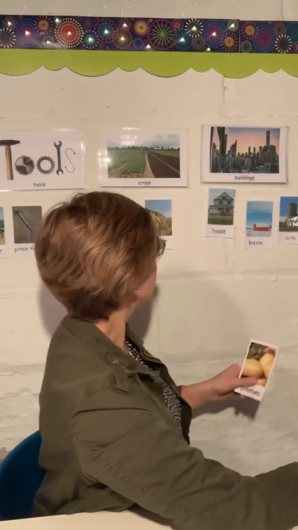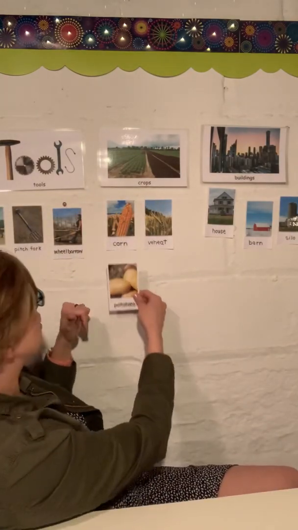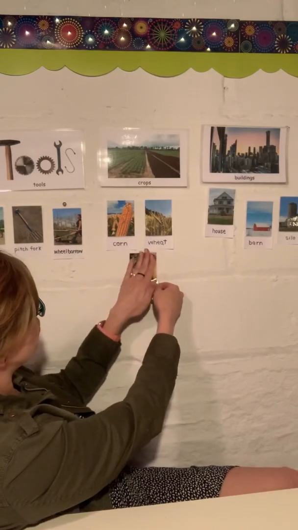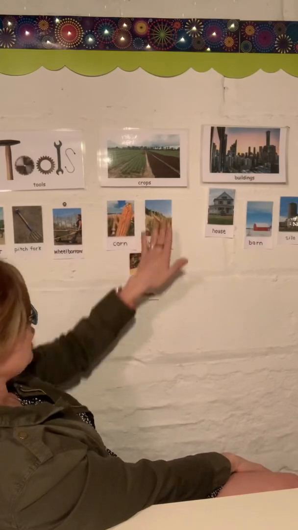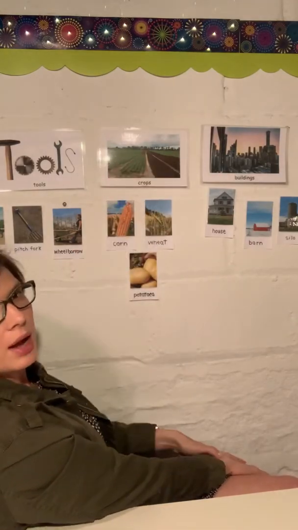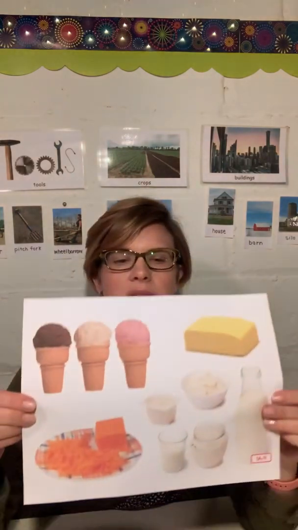So I'm going to turn around. And as I just said, potatoes are a crop. So I'm going to go ahead and I'm going to put him right here with the other crops. I have corn, wheat, and potatoes, and they are all crops. Right, we are coming up to the end of this.